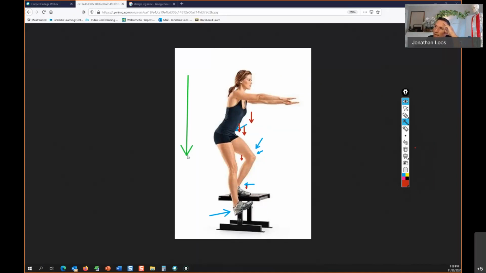She needs to counteract the force of gravity pulling her down. So she needs to generate an upward force there, which would be hip extension. She needs to generate an upward force there, which would be knee extension, and then an upward force there, which would be ankle plantar flexion. So it would be the hip flexors, I'm sorry, the hip extensors working eccentrically here, the knee extensors working eccentrically here, and the ankle plantar flexors working eccentrically there.